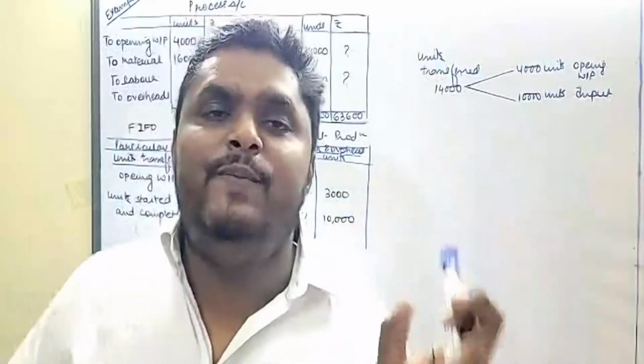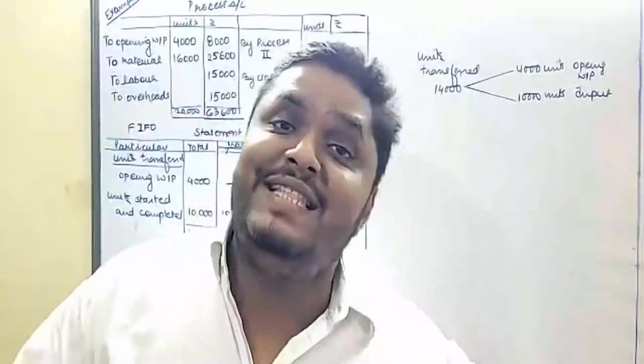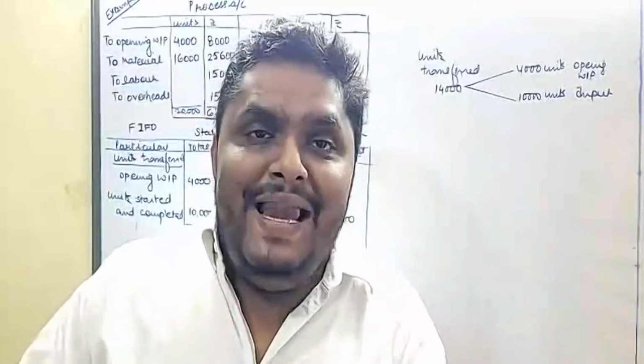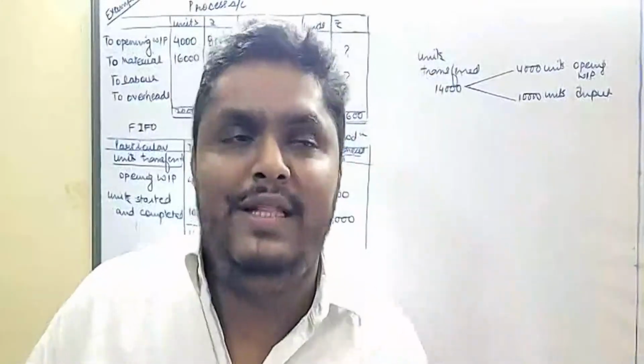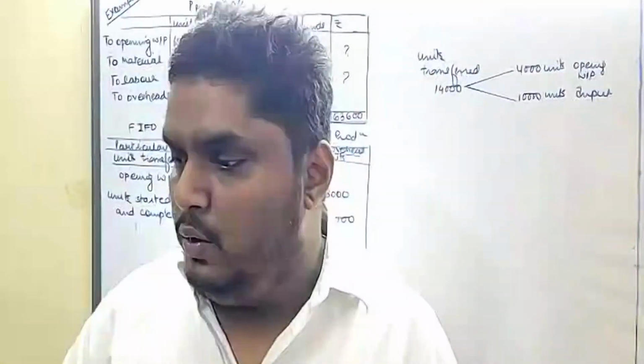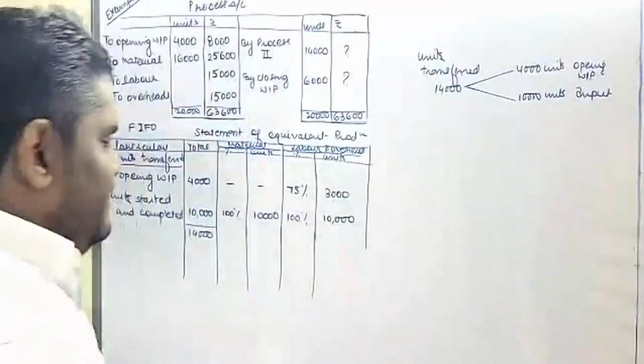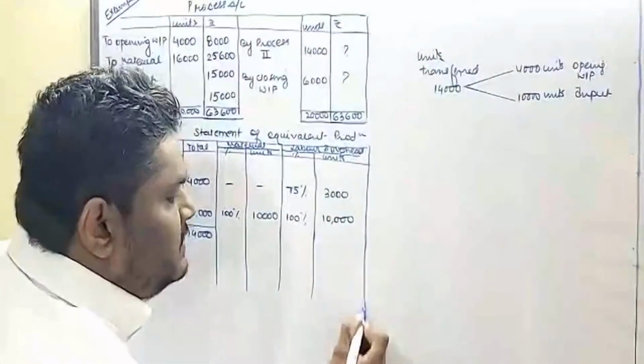See, 25% work was already completed in respect of opening work in progress in the last month itself. So the balance amount of work that is done during this month is 75% in respect of opening work in progress. Now, this is all about the units that are transferred.